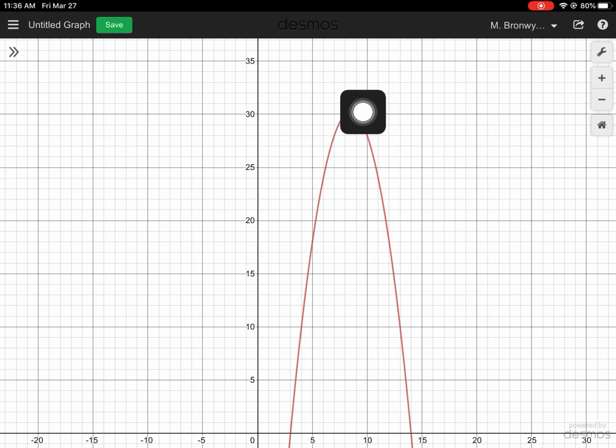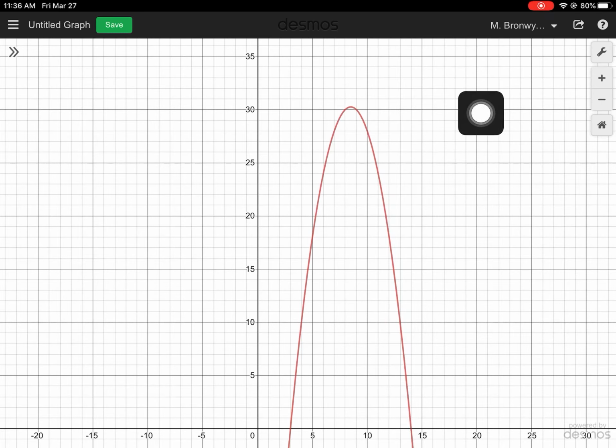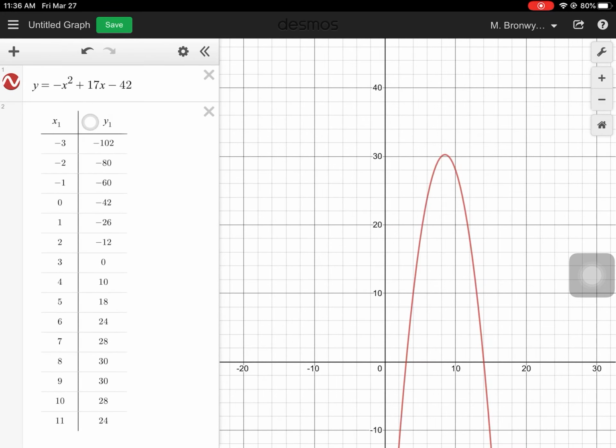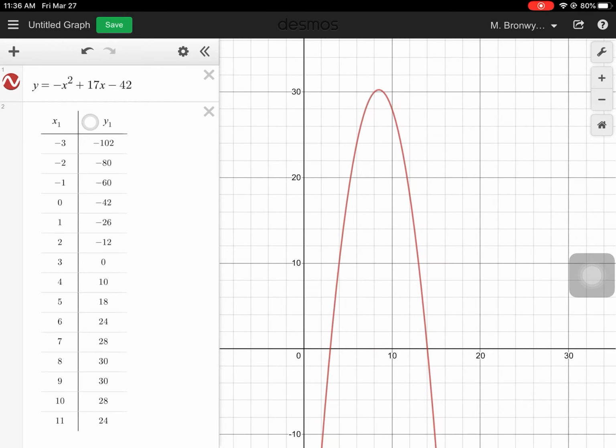But with a parabola, it both increases and decreases, or vice versa, it might decrease first and then increase. But we did note at that time that there were some very special qualities to a parabola. Before I go there, let's look at the equation for this one in particular. So I've graphed this equation over here, negative x squared plus 17x minus 42. When I graphed it, it looks like this.